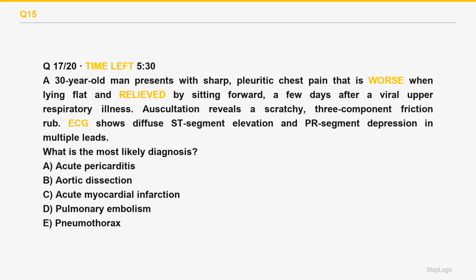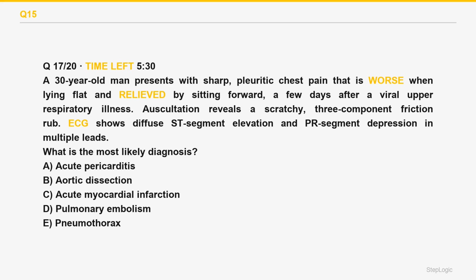What is the most likely diagnosis? A 30-year-old man presents with sharp pleuritic chest pain that is worse when lying flat and relieved by sitting forward, a few days after a viral upper respiratory illness. Auscultation reveals a scratchy three-component friction rub. ECG shows diffuse ST segment elevation and PR segment depression in multiple leads.